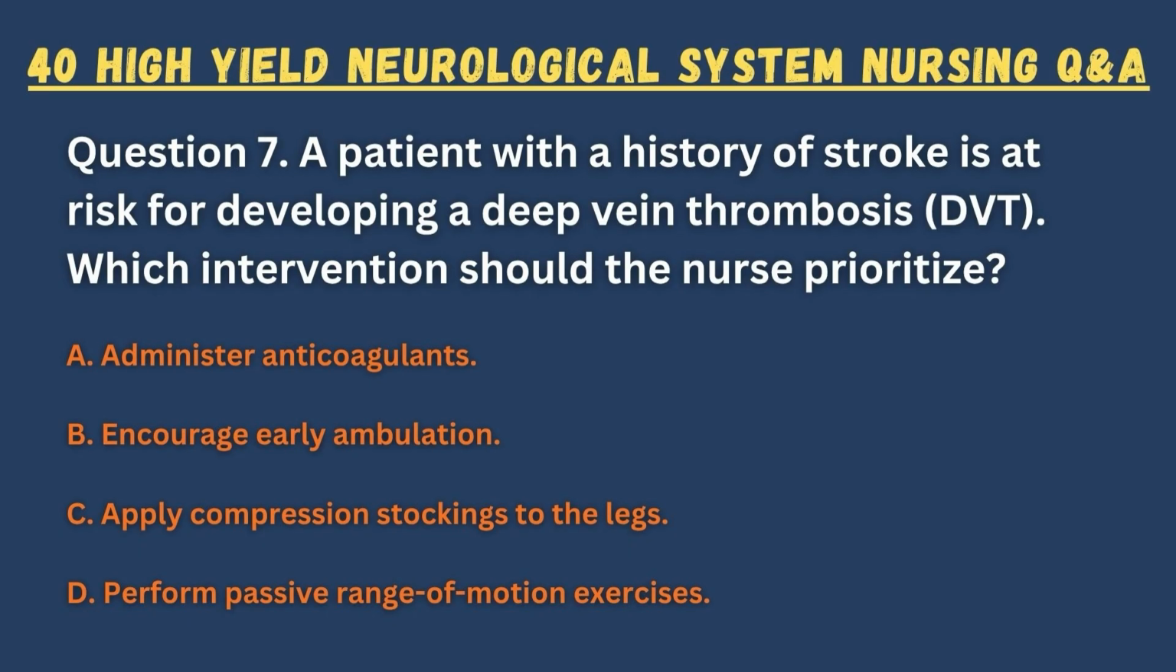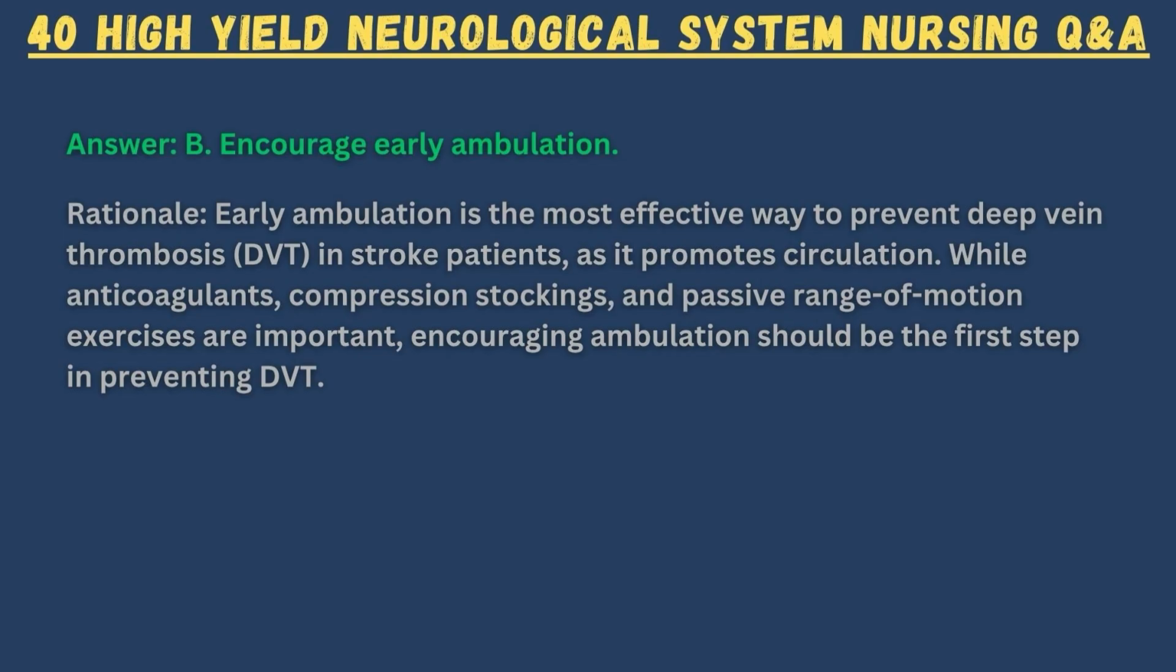Question 7. A patient with a history of stroke is at risk for developing a deep vein thrombosis, DVT. Which intervention should the nurse prioritize? A. Administer anticoagulants. B. Encourage early ambulation. C. Apply compression stockings to the legs. D. Perform passive range of motion exercises. Answer: B. Encourage early ambulation.